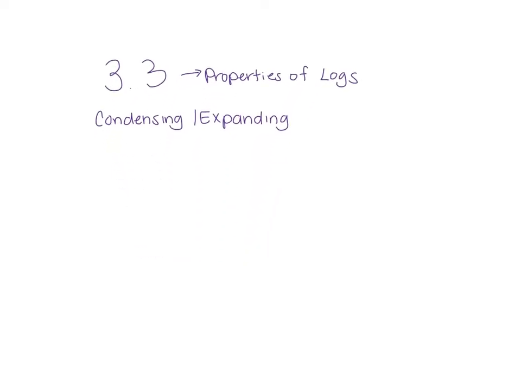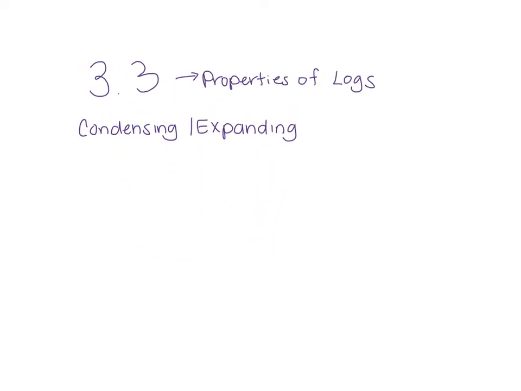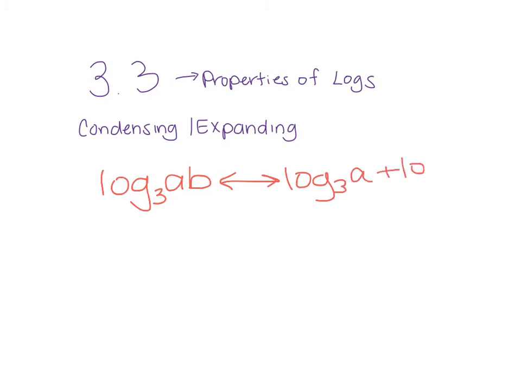Three was the properties of logs. So for these, you're condensing and expanding. If I had log base 3 of a times b, then it's the same thing as log base 3 of a plus log base 3 of b. And you can get it one way or the other. So either you're condensing, or you're taking the one on the left and expanding it, or you're taking the one on the right and condensing it. Okay, directions will say what to do.